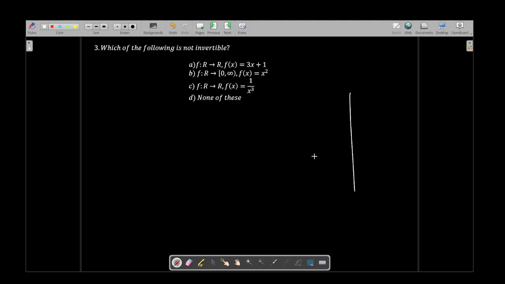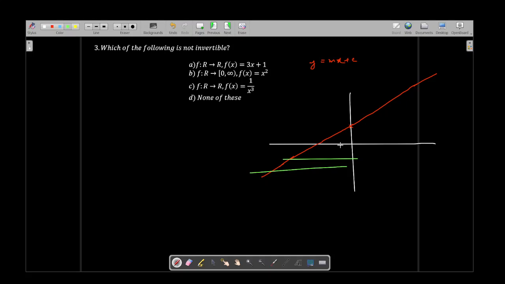We already know how to check whether a function is one-one or not. For 3x plus 1, for x equal to 0, it is 1. So you get a straight line. This is y equals mx plus c, which is always a straight line, spanning completely from minus infinity to plus infinity. If I take a horizontal line and pass it through the function, the horizontal line does not touch the function more than once.